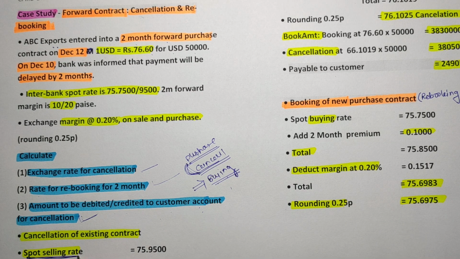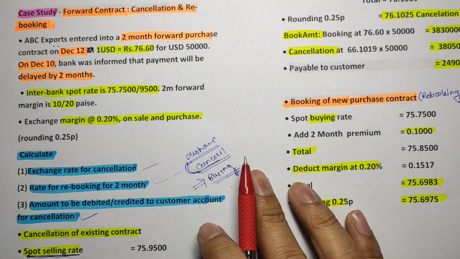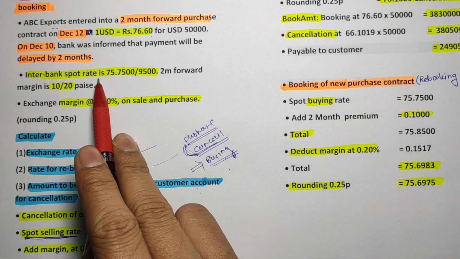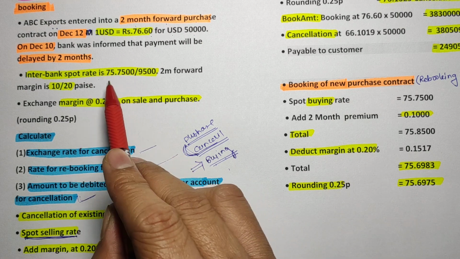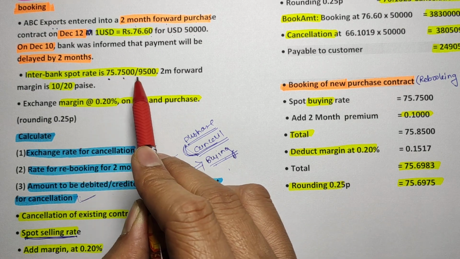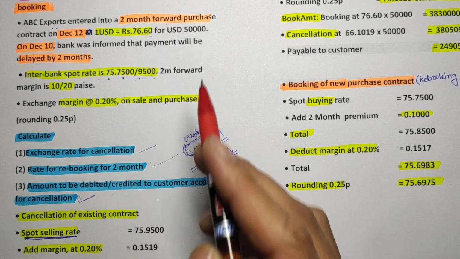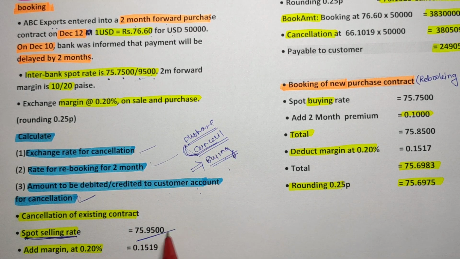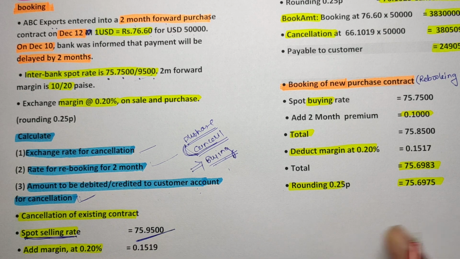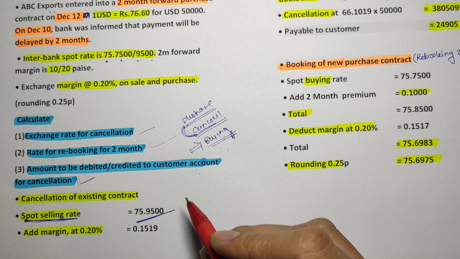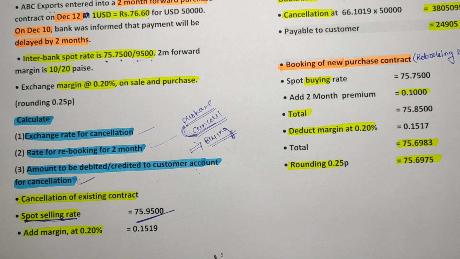Now what should be the selling rate? Our target is very simple, sell high. So what is the value they have given? The interbank spot rate at the time of cancellation is 75.9500. So our target is to sell high, so we will take the highest value, and we have chosen the spot rate as 75.9500. Now our next step is very simple, once we have followed these steps.